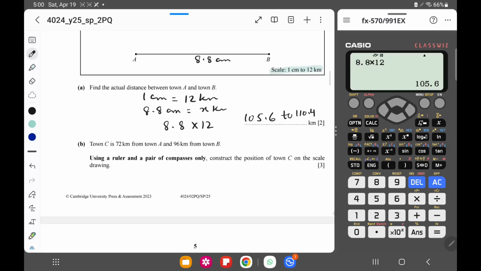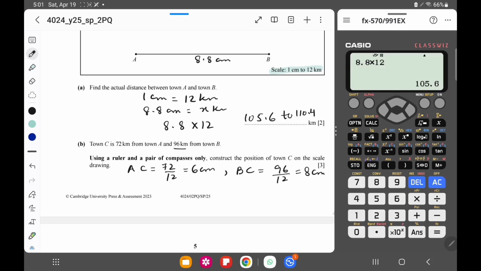So town C is 72 kilometers from town A and 96 kilometers from town B. Use a ruler and a pair of compasses only. Construct the position of town C on the scale drawing. First of all, we'll have to find out how much will be AC and how much will be the side BC. So the AC side will be equal to 72 upon 12, we know that it is 6 centimeters, and the side BC, which is given 96 over 12, will be equal to 8 centimeters.